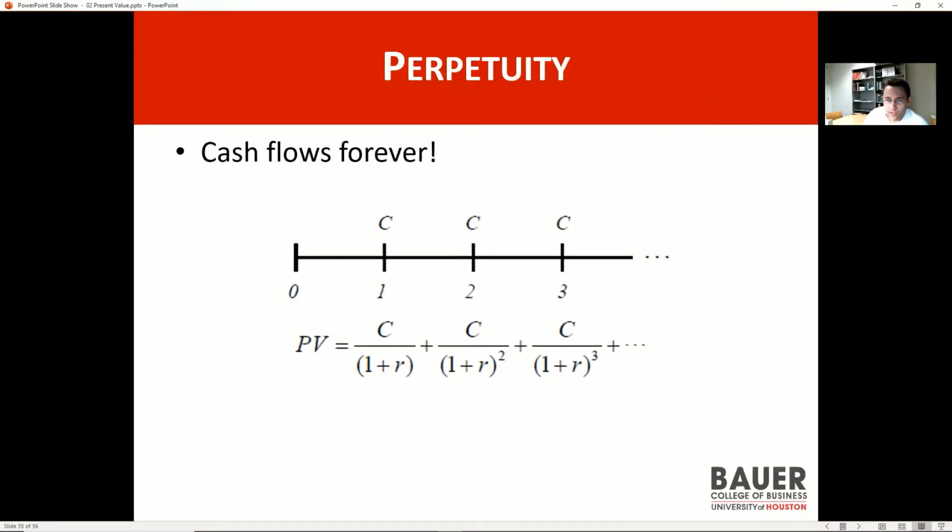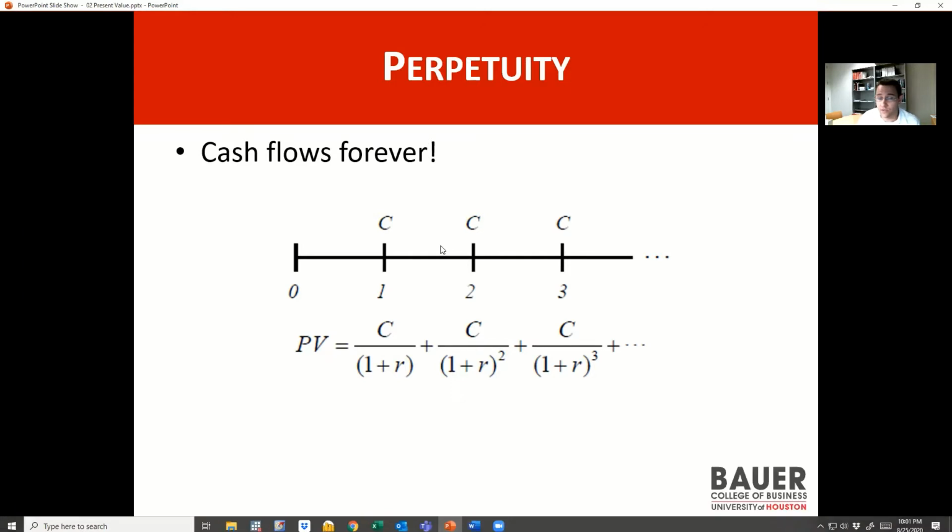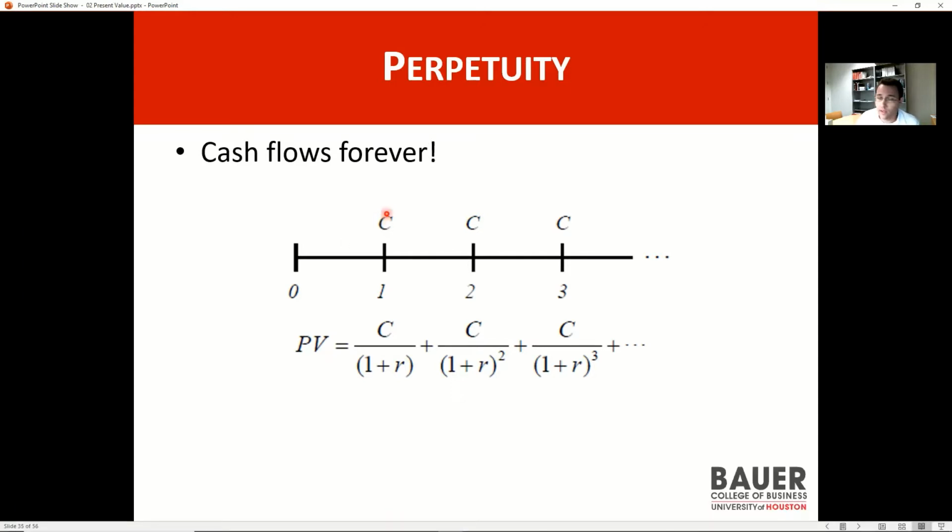Okay. So the first is a perpetuity. As the name suggests, it's perpetual, right? It goes on forever. Cash flows forever. You get a constant cash flow C here. You're getting it at fixed intervals, so you get a payment C at time 1, you get one at time 2, time 3. These are evenly spaced out, okay? And they go on forever.